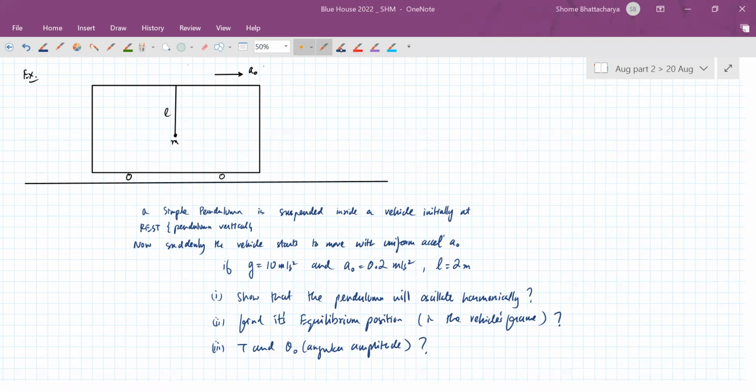Okay, so people, first of all, you'll understand that when you are in this non-inertial frame, once this has started accelerating, there is this pseudo force acting on this. So the vertical is not the equilibrium position. Initially, when the vehicle was at rest, this was the equilibrium position. But now the equilibrium position is going to be at some angle, anti-clockwise with respect to this.